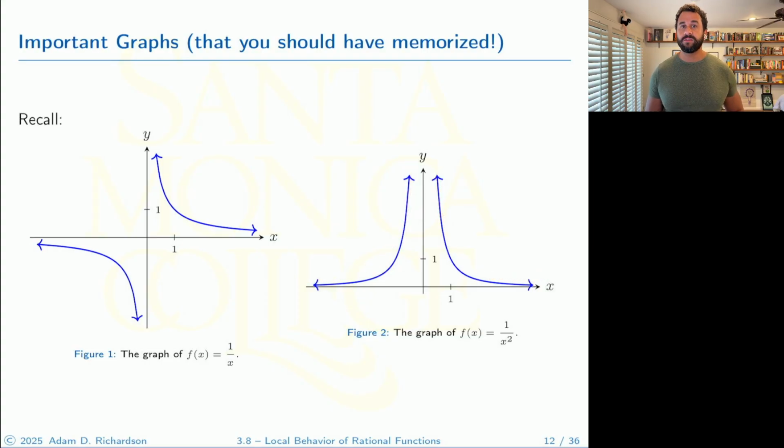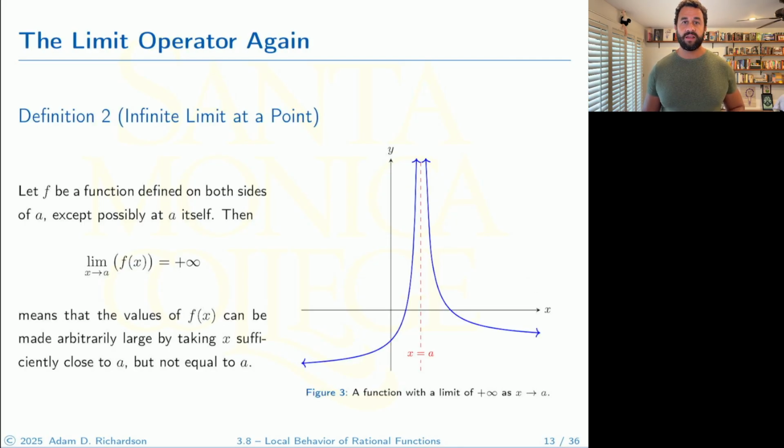So we're going to need to know what those graphs are because they're going to help us characterize the asymptotes of a rational function. All right. But before we can talk about asymptotes, we need to revisit the limit operator. So let's talk again about the limit operator. Remember, the limit operator looks like this.